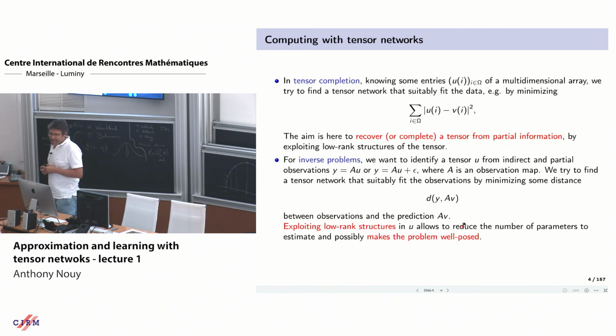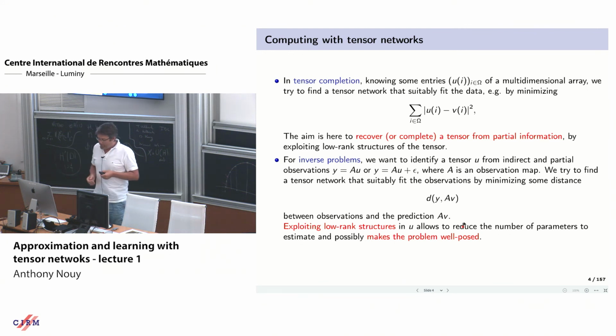Another setting involving a lot of research in tensor networks is tensor completion problems, where you have a multidimensional array, and what you know are some entries of this array. So you have partial information on your multidimensional array, and you want to recover the initial tensor. So this is an ill-posed problem, of course. So here using tensor networks may make the problem well posed. So you would like to exploit some structure of your multidimensional array in order to be able to recover it from partial information.